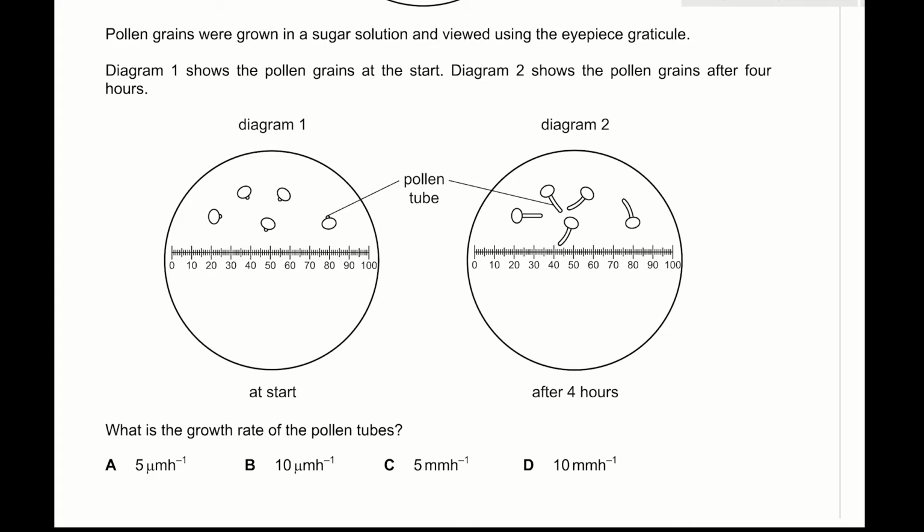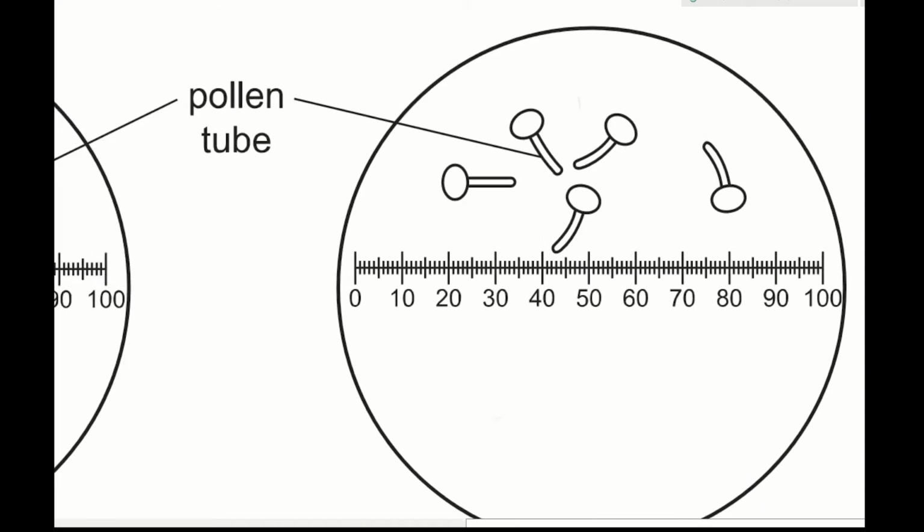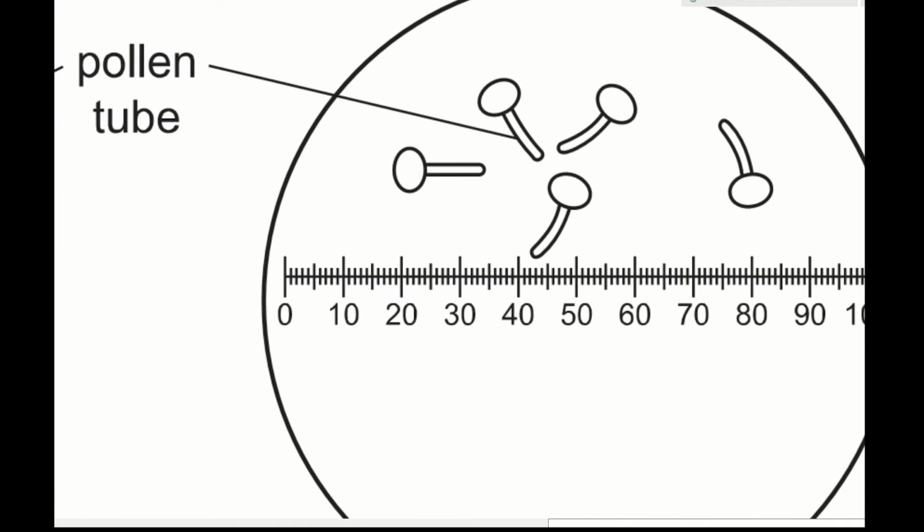Pollen grains were grown in a sugar solution and viewed using the eyepiece graticule. Diagram 1 shows the pollen grains at the start. Diagram 2 shows the pollen grains after 4 hours. Now, 4 hours is incredibly important. Now, what is the growth rate of the pollen tubes? Here we have micrometers or millimeters per hour. Now, let's use this one as reference.